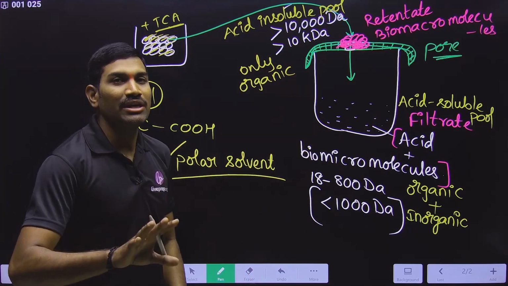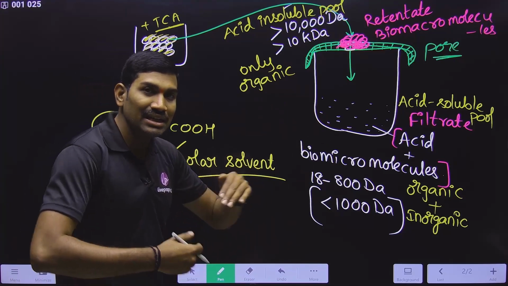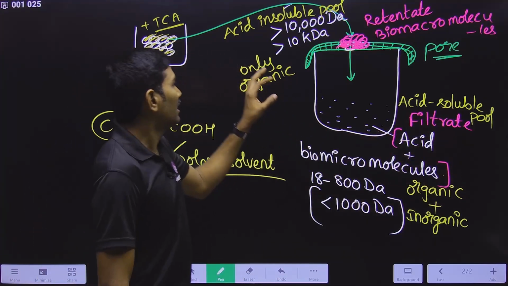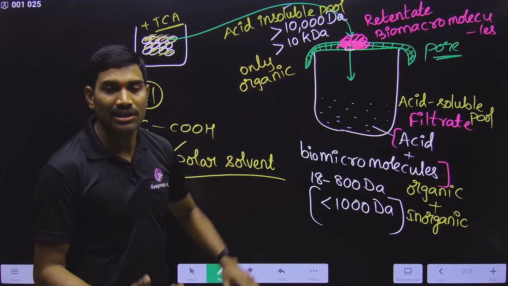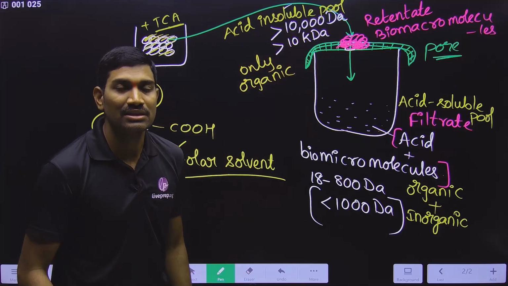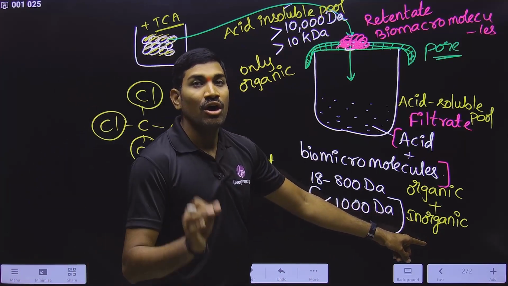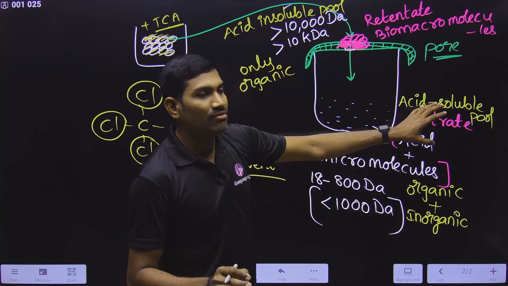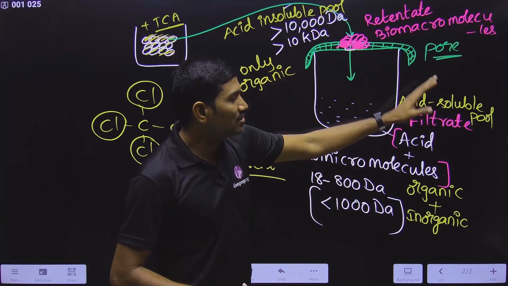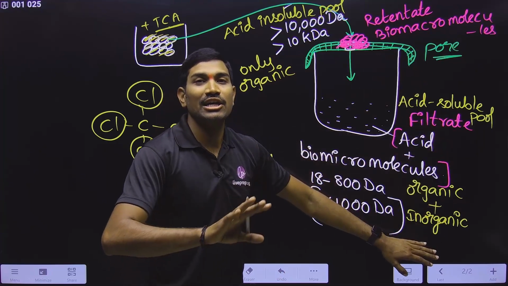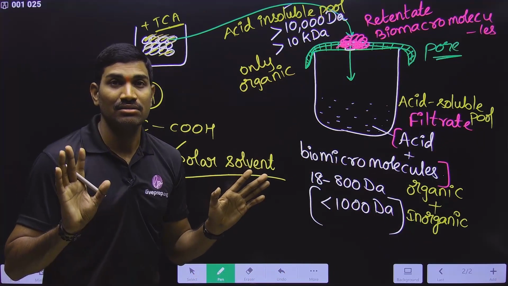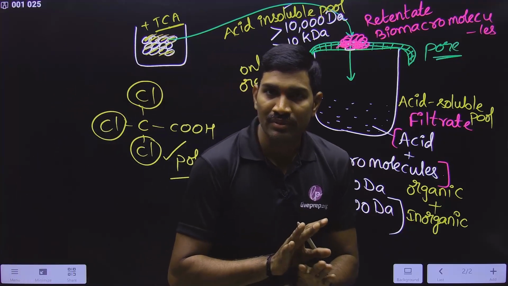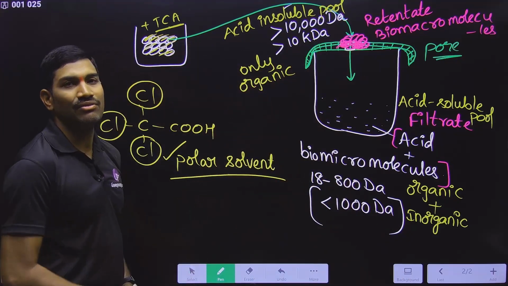Understood? That means the same information can be said in a different way. Some organic compounds are present in the filtrate and some organic compounds are present in the retentate. Can you say it like this? Yes, 100% you can. What is the other sentence for inorganic? All the inorganic components in living systems come under the acid soluble pool, that is the filtrate only, and inorganic components are not present in the retentate. This is very important for examination, so observe that point very carefully.